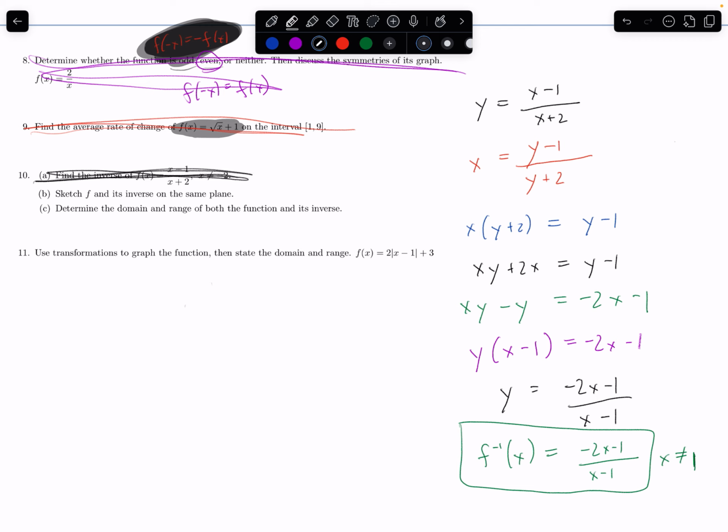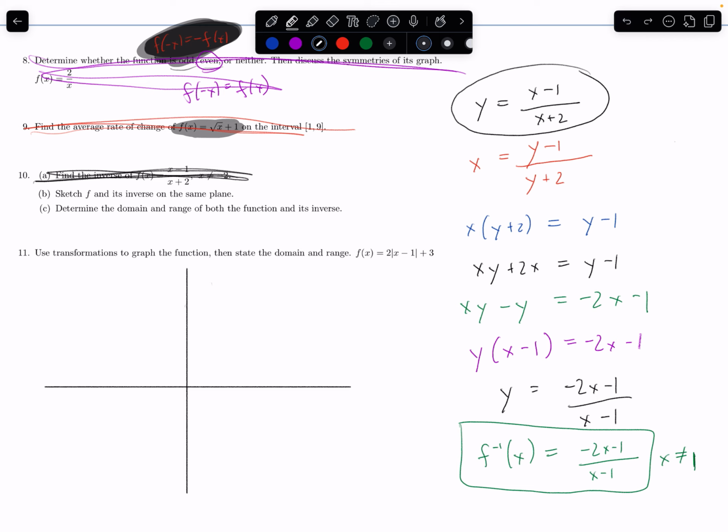We found the inverse. And then next is to sketch that and its inverse in the same plane. Okay, so this was the original function. Let's start by sketching that guy. I'm focused right now on sketching the original function first. This thing right here. And looking at it, the first thing I notice is it's got an asymptote right here.